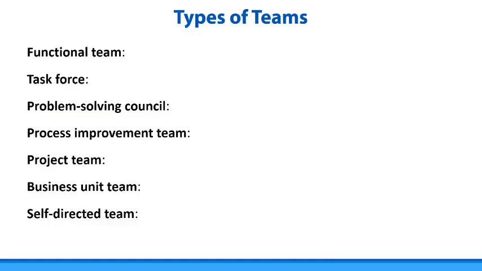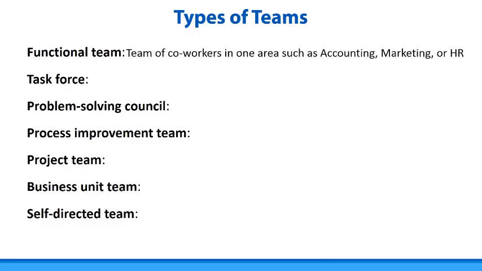Let's look at the different types of teams. There's a functional team, and most of us work on functional teams. This is a team of coworkers in one area, such as accounting, marketing, or HR. They might be called departments or divisions, but it's generally a smaller group. A task force is a team established to work on a single defined task, and generally for a short amount of time, maybe 1 year, maybe even 1 month.